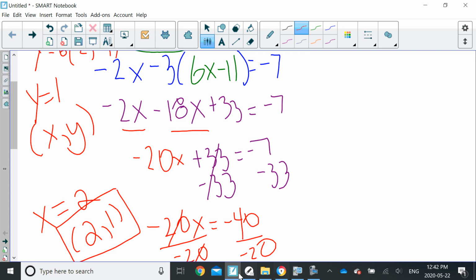Now, the last thing I want to tell you, so this is how I'm going to ask for your answer on your worksheet, answer as an ordered pair. You then need to verify.